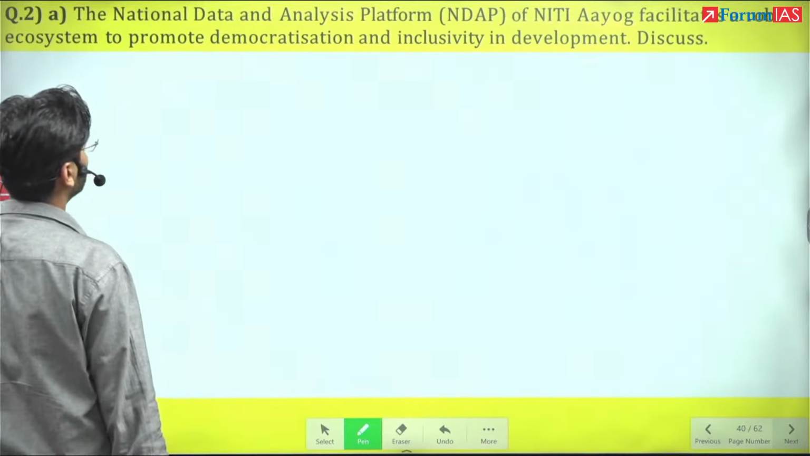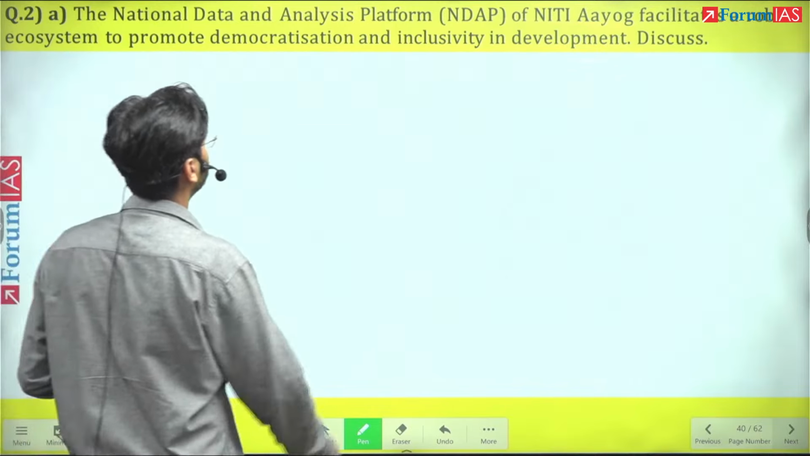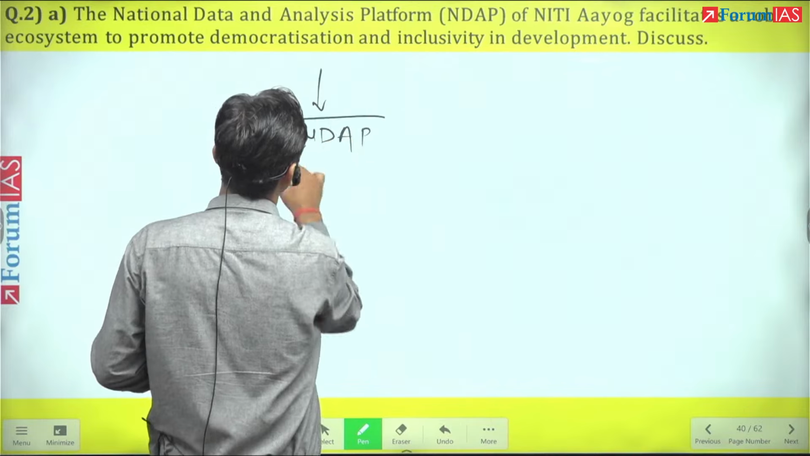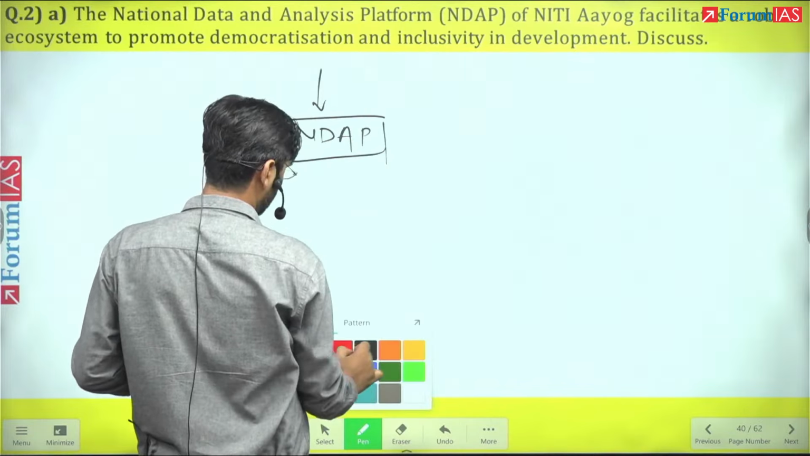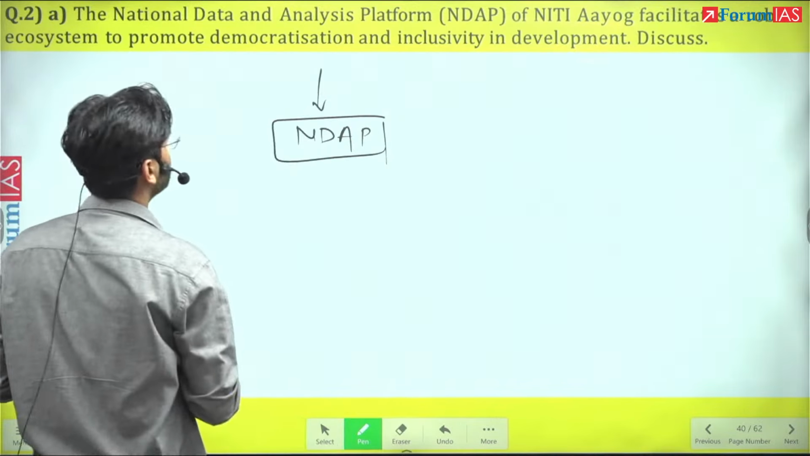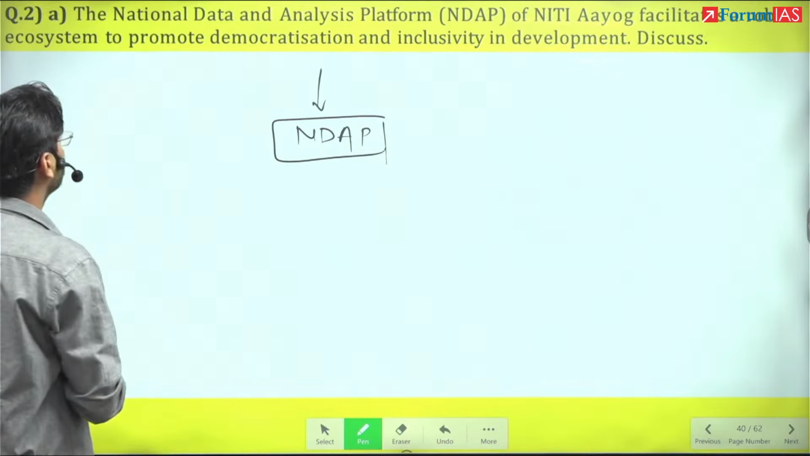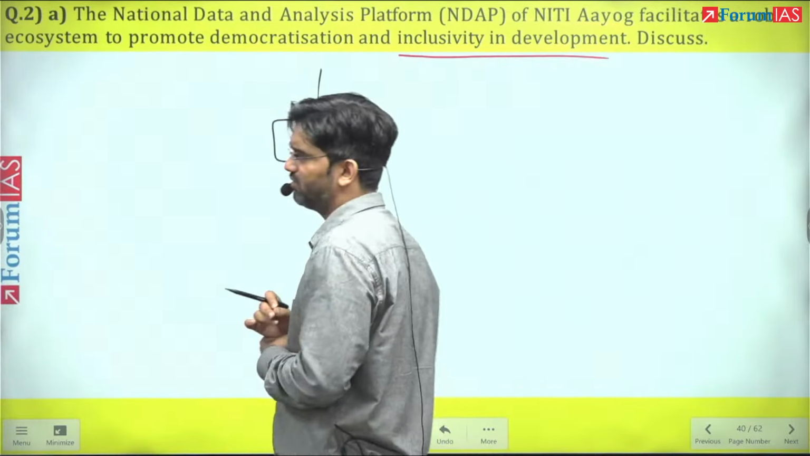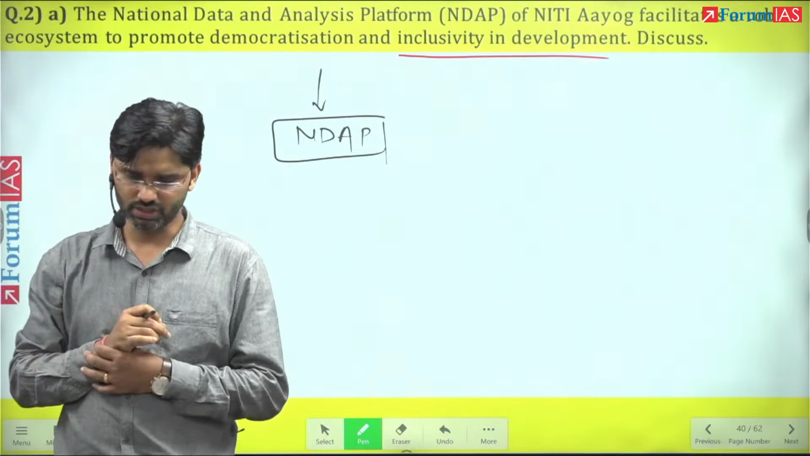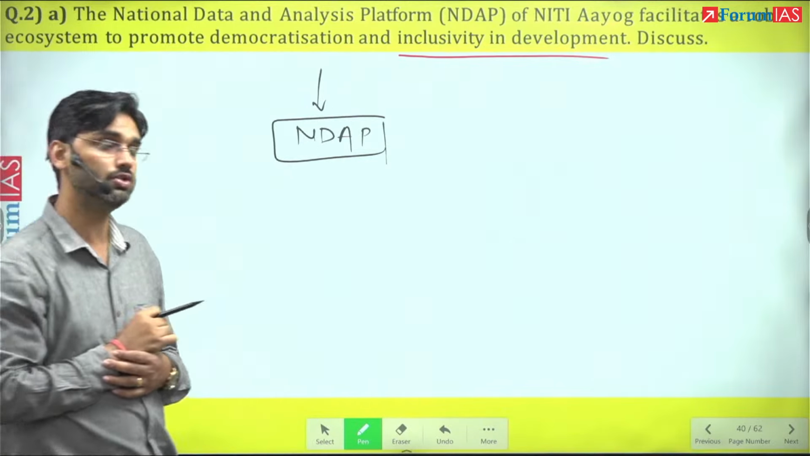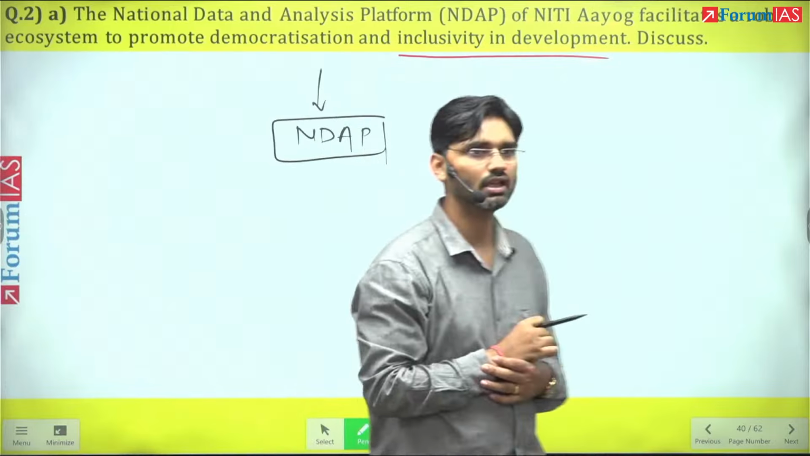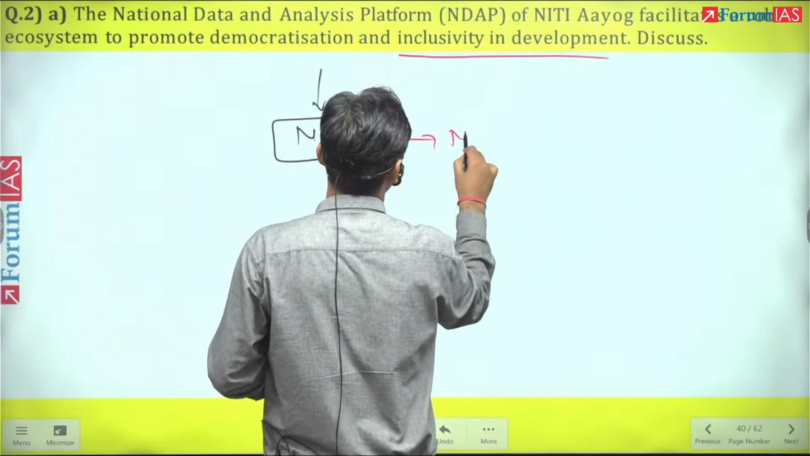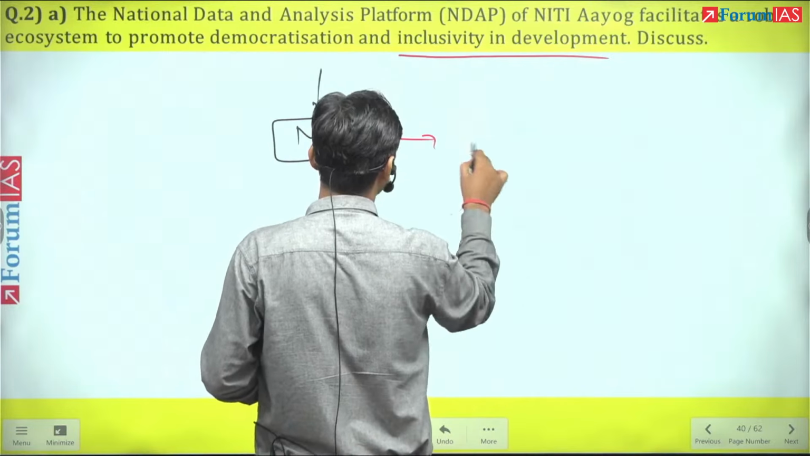The National Data and Analysis Platform, right, NDAP of Niti Aayog facilitates a robust ecosystem to promote democratization and inclusivity in development. Discuss. So this question is little bit difficult to write. Okay, because you will not find much content on this, right? You go to its website, you will get.